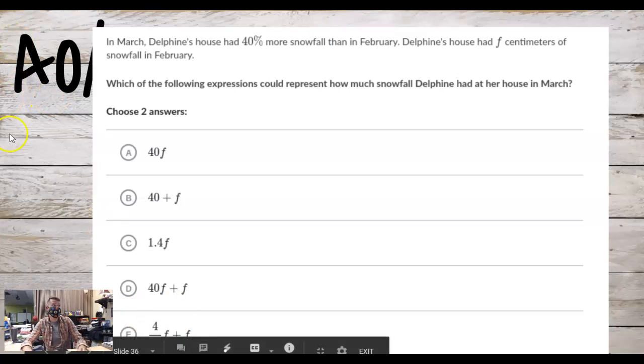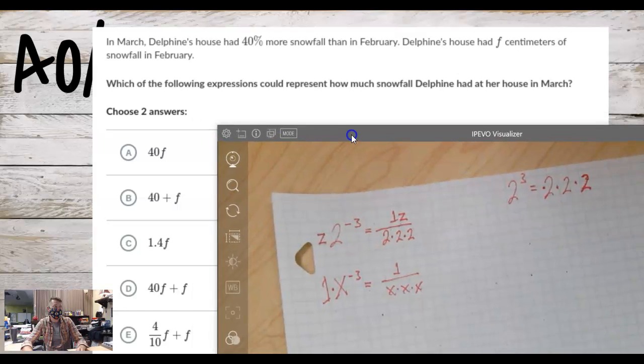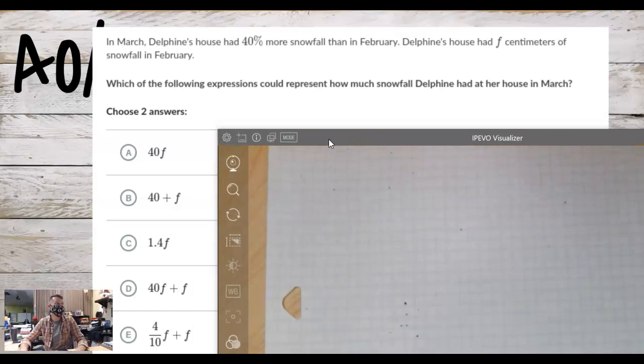In March, Delphine's house, they're trying to make a joke, not really a joke, but kind of a nod towards Greek mythology. It says, in March, Delphine's house had 40% more snowfall than in February. Delphine's house had F centimeters of snow in February.